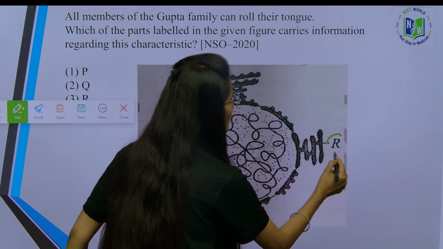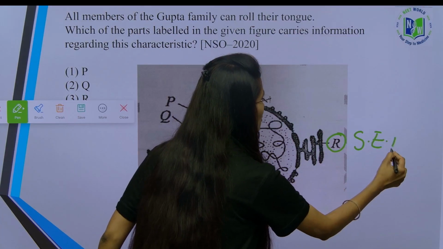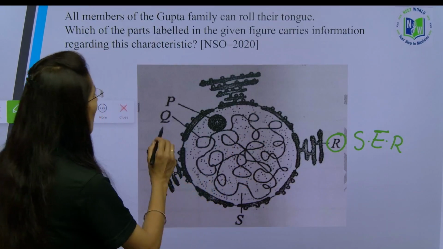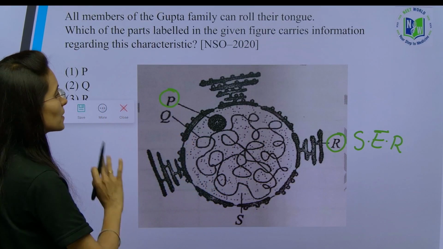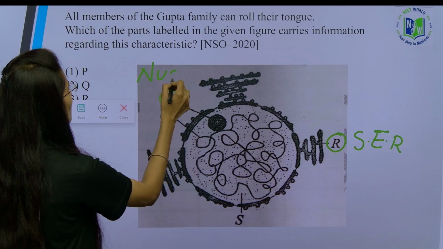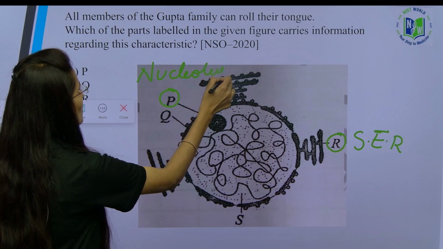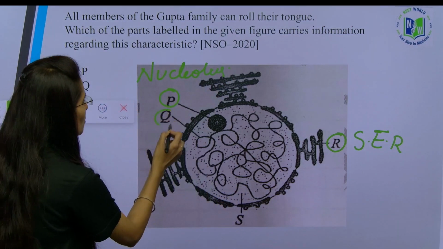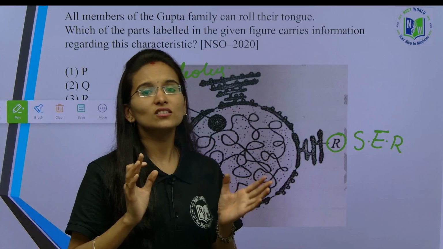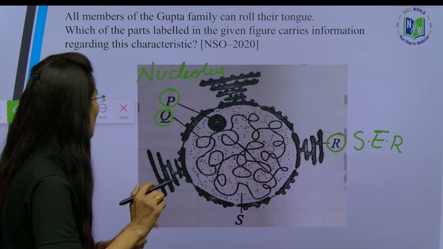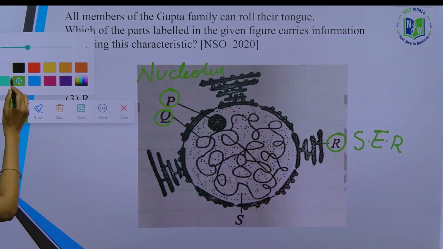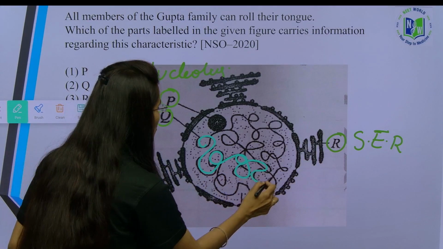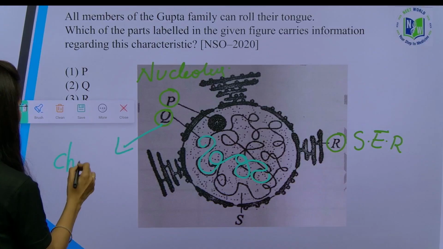First, what is R here? It is the smooth endoplasmic reticulum. First, look into the labeled parts and try to label them properly. Next, coming to P, what is it? Nucleolus. This is the stained spherical body inside the nucleus. And what is Q? The colored, network-like, thread-like structure present inside the nucleus is called chromatin material.